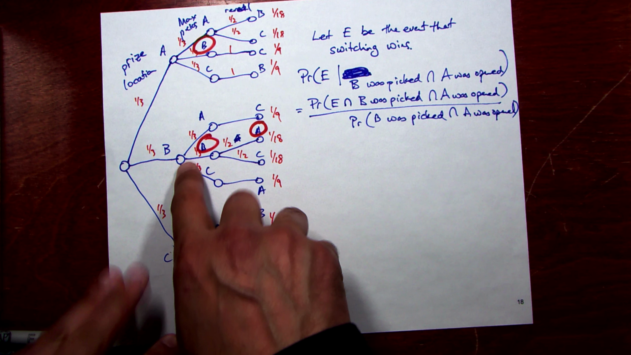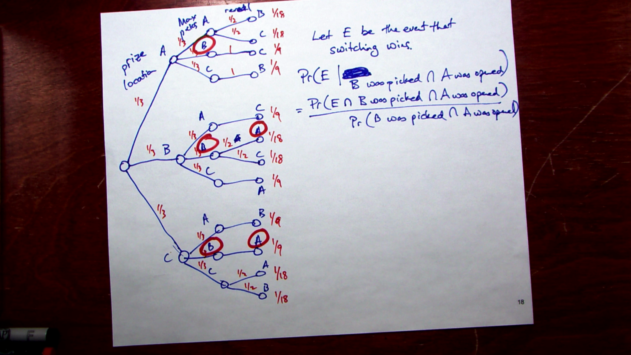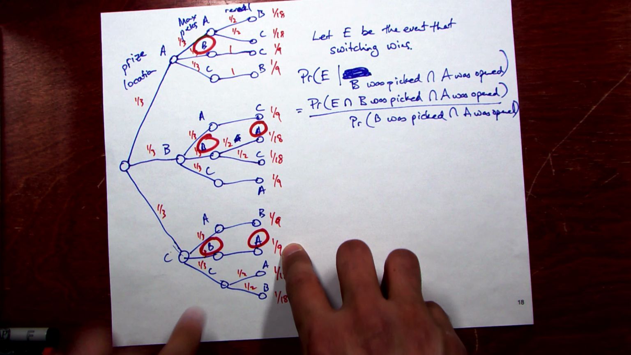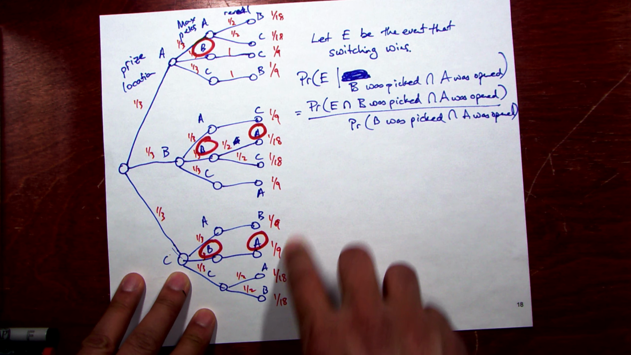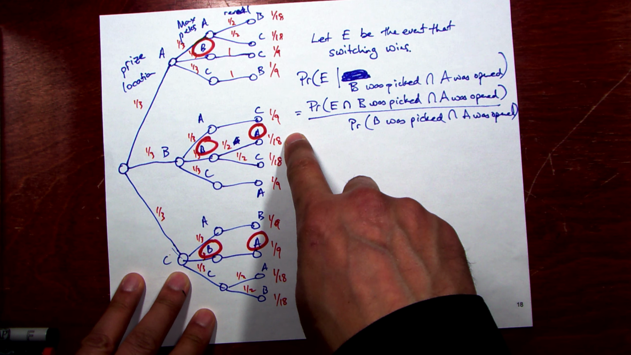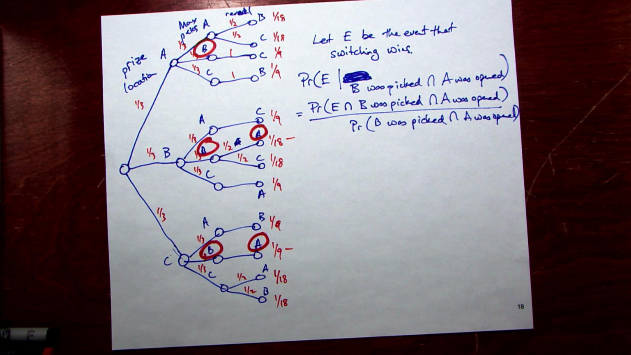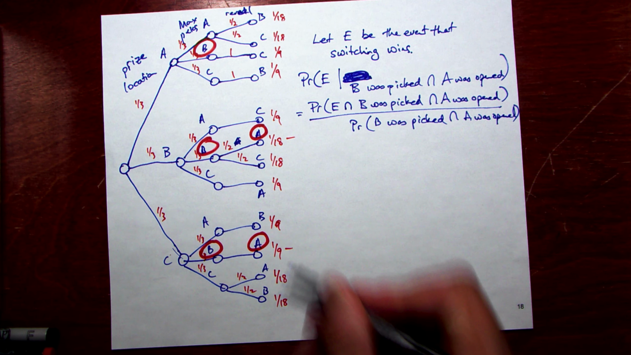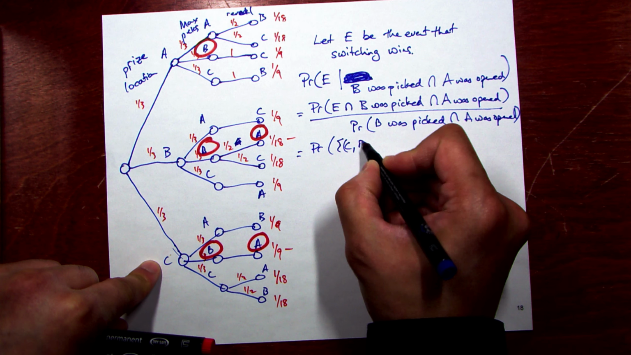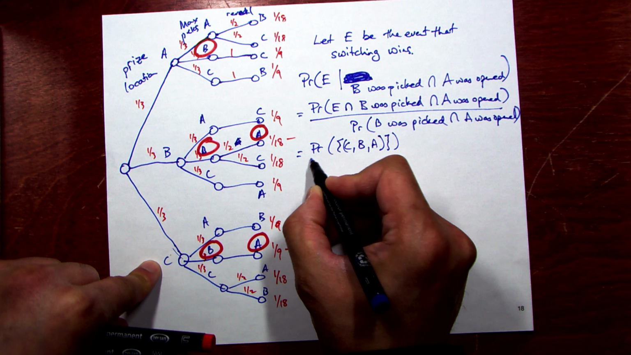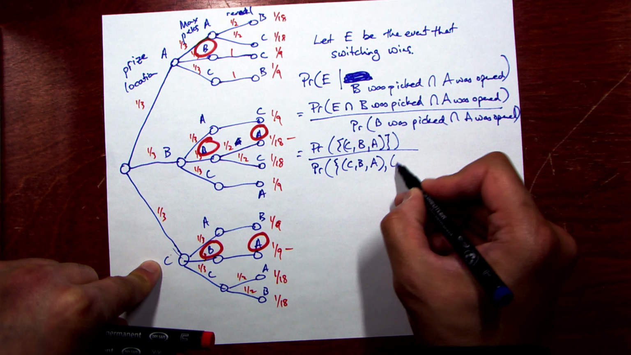Okay, and if we look at these two cases, there's only two, right? It's BBA or CBA, and it's looking like switching is a win 1/9 of the time versus 1/9 plus 1/18. So these two are going to be on the denominator, and just the bottom one is going to be on the numerator. So it's the probability of CBA divided by the probability of CBA and BBA.